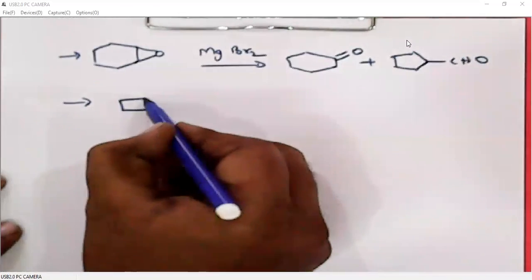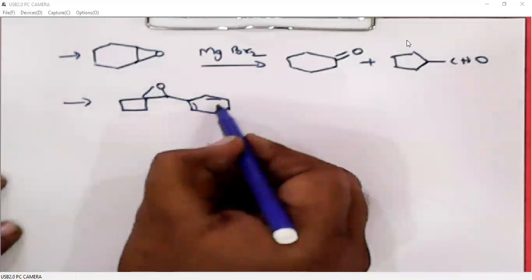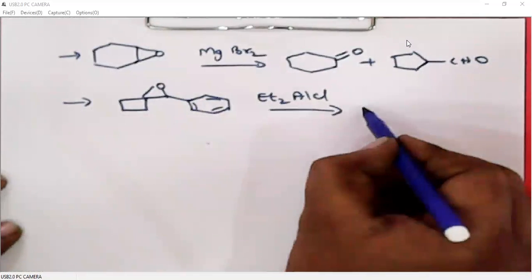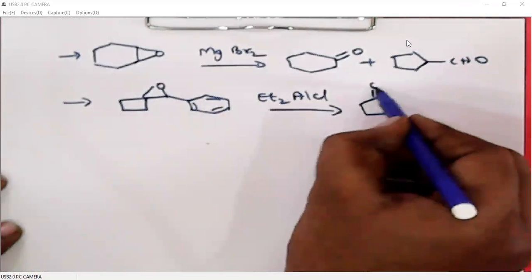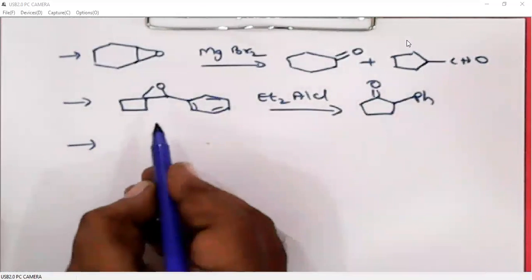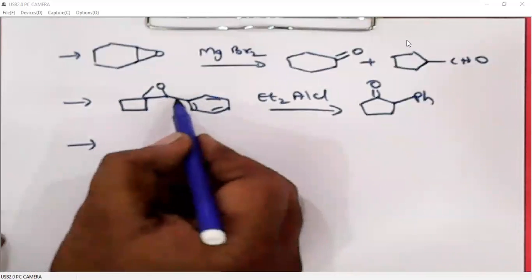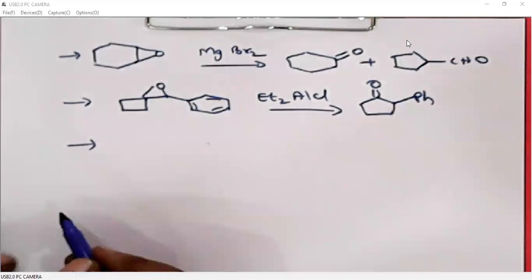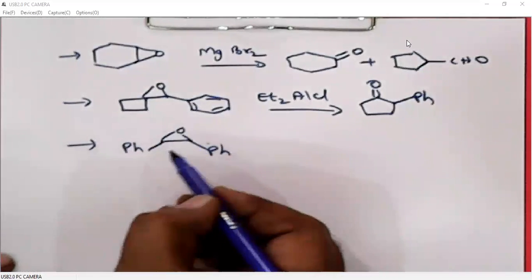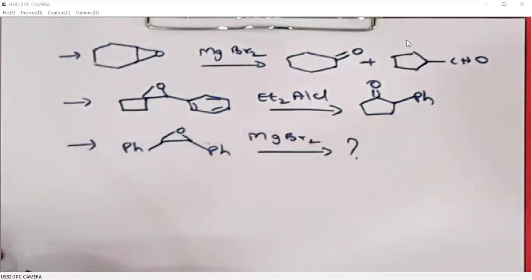Similarly, when this epoxide is treated with a Lewis acid, diethylaluminum chloride, it is undergoing ring expansion. That means if you know which one is the stable carbocation, whether the carbocation here or here, which one is more stable, you can easily write the product. Similarly, when this epoxide is treated with magnesium bromide, of course I don't give the product here, you try this.